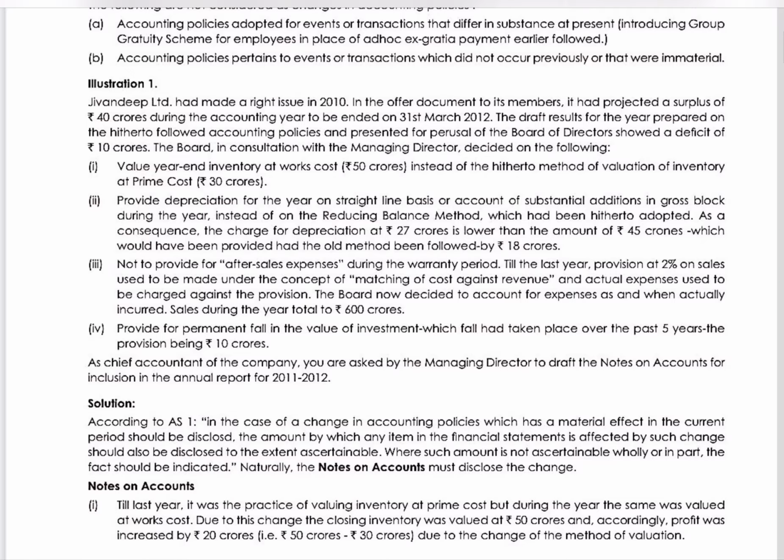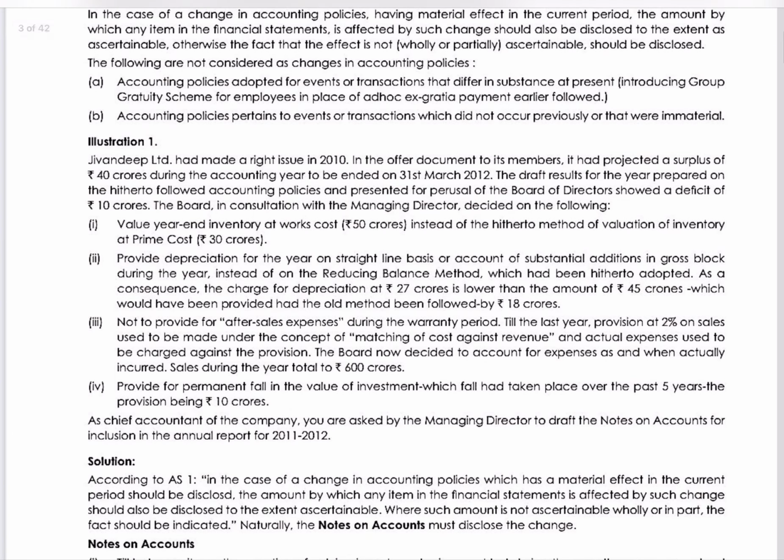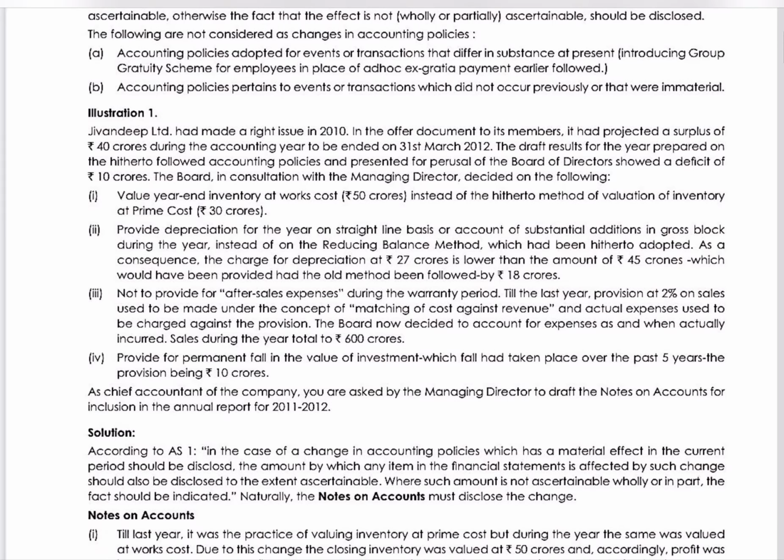Illustration 1 from page number 529 of Financial Accounting, AS1 related illustration this is. So this illustration says Jeevandeep Limited had made a rights issue in 2010. In the offer document to its members, it has projected a surplus of Rs 40 crores during the accounting year to be ended on 31st March 2012.